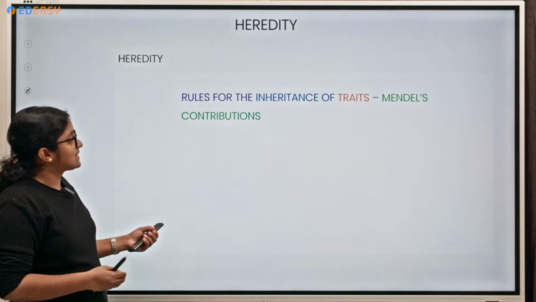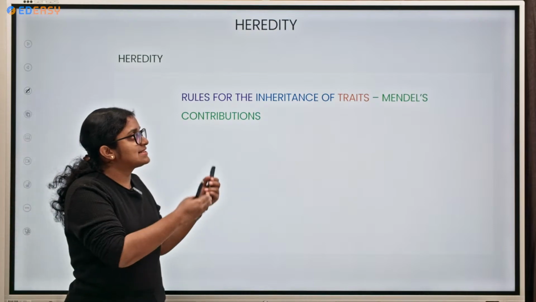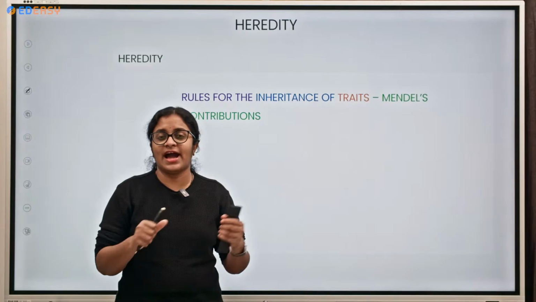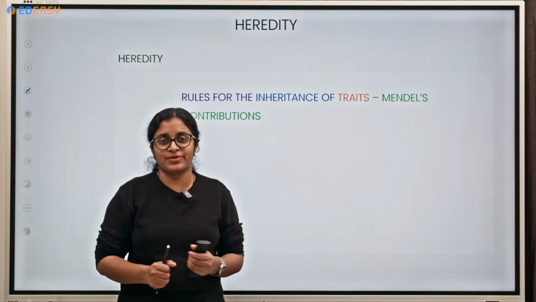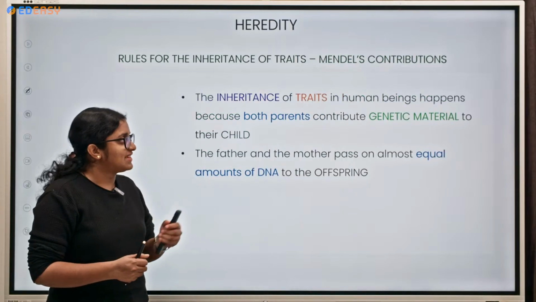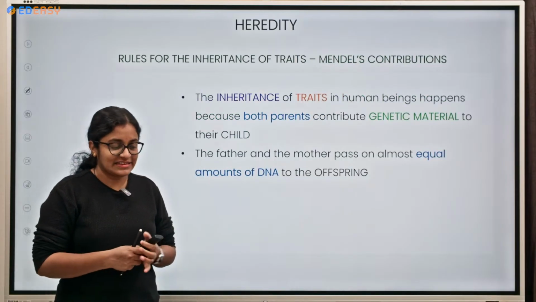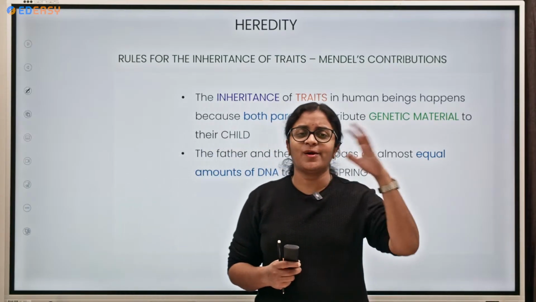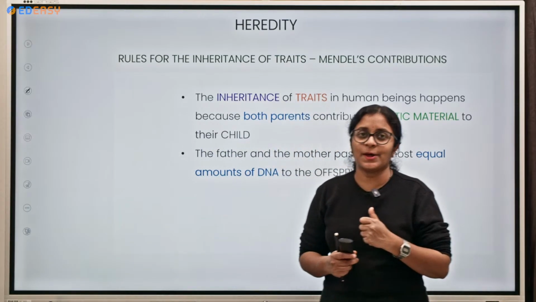Let's try to understand the rules for inheritance of traits, and particularly Mendel's contributions. So who is Mendel? Mendel is the father of genetics. He conducted a lot of experiments on the pea plant.